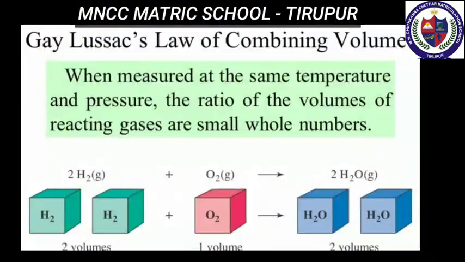Next, we move to Gay-Lussac's law. According to Gay-Lussac's law, whenever gases react together, the volumes of the reacting gases as well as the products bear a simple whole number ratio, provided all the volumes are measured under similar conditions of temperature and pressure. This law may be illustrated by the following example. It has been experimentally observed that 2 volumes of hydrogen react with 1 volume of oxygen to form 2 volumes of water. The ratio of volumes which the gases bear is 2:1:2, which is a simple whole number ratio.